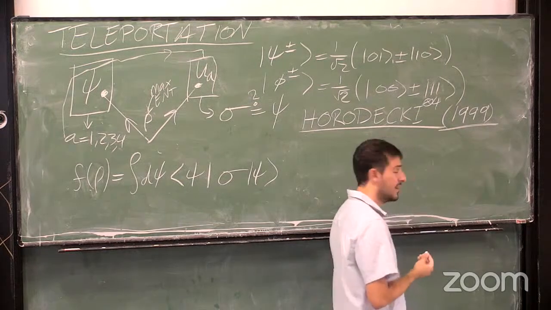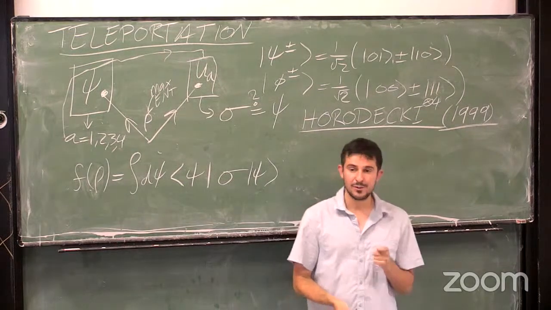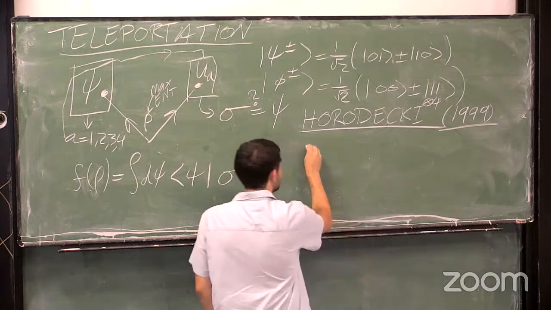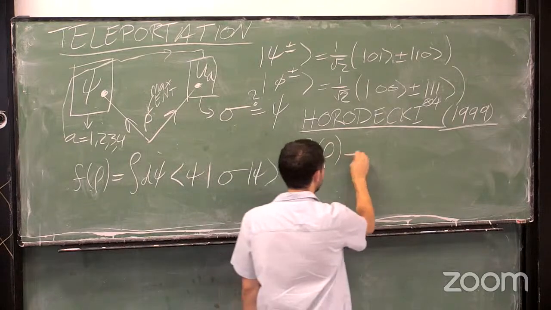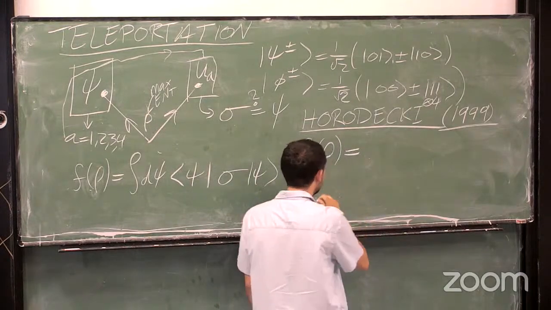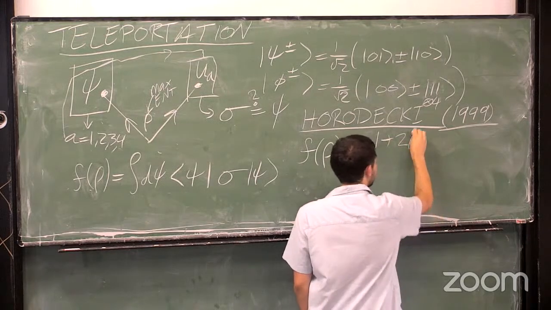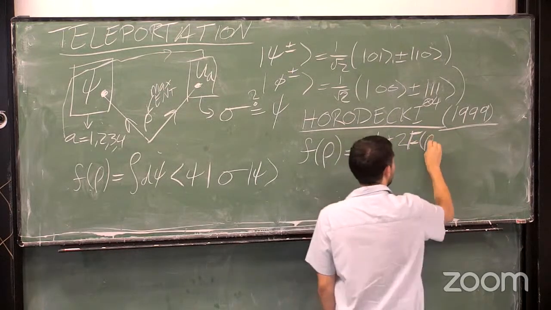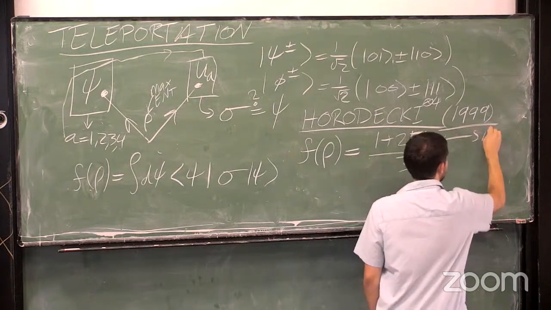The answer turns out to be in terms of a more fundamental quantity, which is known as the singlet fraction. So what the Horodetskis show is that the teleportation fidelity of an arbitrary state, here taken to be a qubit, is just 1 + 2 times this more fundamental quantity, I call capital F here, the singlet fraction. So this here, the singlet fraction.